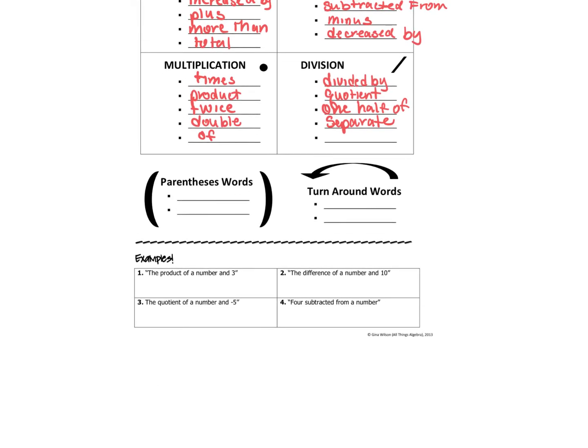And then you also need to know when to add parentheses. So you add parentheses when you see the words times the sum of, or times the difference of.